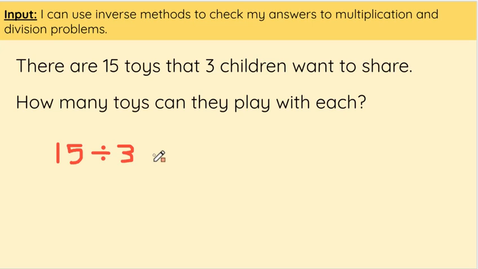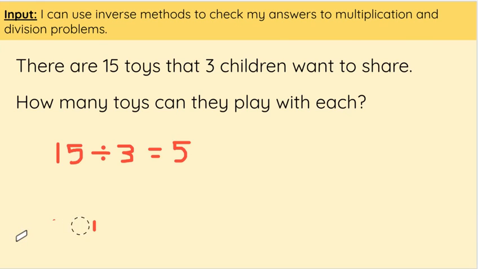So there's a few different ways we could do this. We could count in threes, we could do some grouping, we could share them. But I know my 3 times table, I'm going to count up to 15. So there's 3, 6, 9, 12, 15. So there are 1, 2, 3, 4, 5 sets of 3 in 15, which means 15 divided by 3 equals 5.